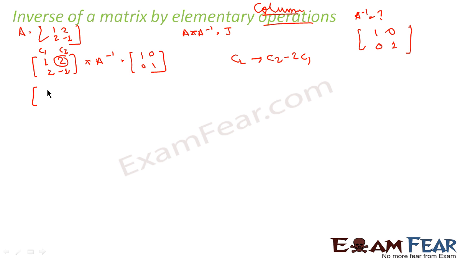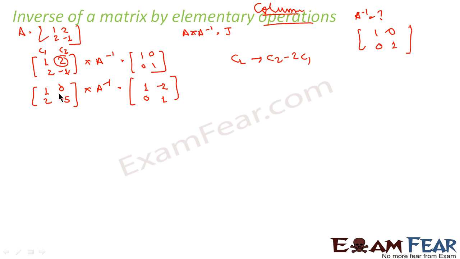So what I get here is C1 is still same. C2 is C2 minus 2C1. 2 minus 2 into 1, that is 2 minus 2, 0. Minus 1 minus 2 into 2, that is minus 1 minus 4, that is minus 5. Into A inverse is equal to C2 minus 2C1. So C1 is still same. C2 is equal to C2 minus 2C1. 0 minus 2 into 1, minus 2. And this becomes 1 minus 2 into 0, that is 1. Till now, we are good.